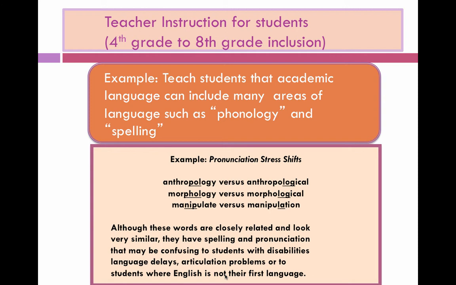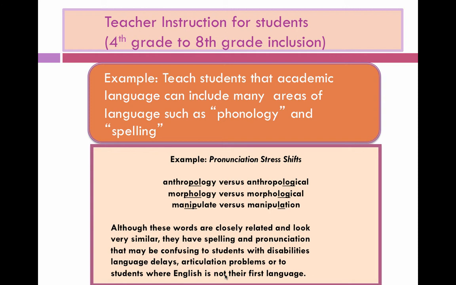Teacher instruction for students from 4th grade to 8th grade inclusion. An example: teach students that academic language can include many areas of language such as phonology and spelling. This example pertains to pronunciation stress shifts. For example, when someone talks, they make shifts in how they pronounce certain syllables in a word.